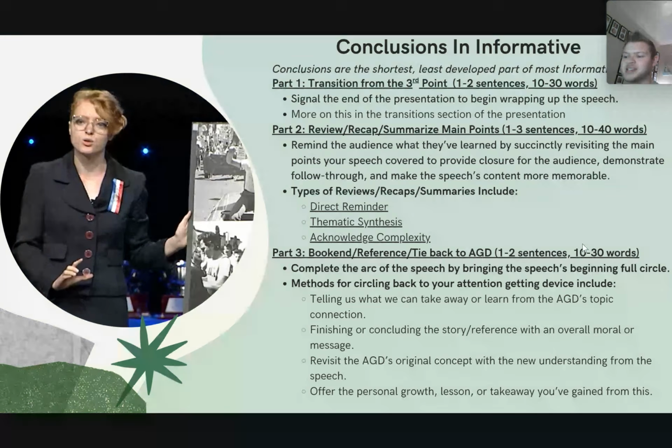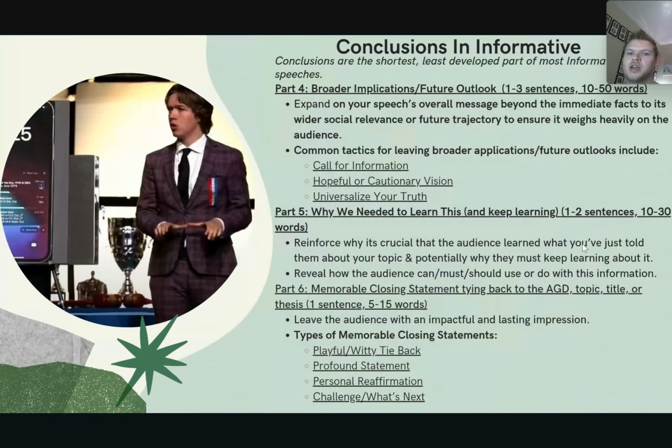Different ways that you can do this is by telling us what we can take away or learn from the attention-getting device's connection to your topic, by finishing the story or the reference with an overall moral or message that you talked about in your attention-getting device. You could go back to the original concept of the attention-getting device, but with a new understanding from your speech. Or you could offer the personal growth, the lesson, or the takeaway that you've gained from the attention-getting device's relationship to your topic. So the fourth part of the conclusion is the broader implications or the future outlook.